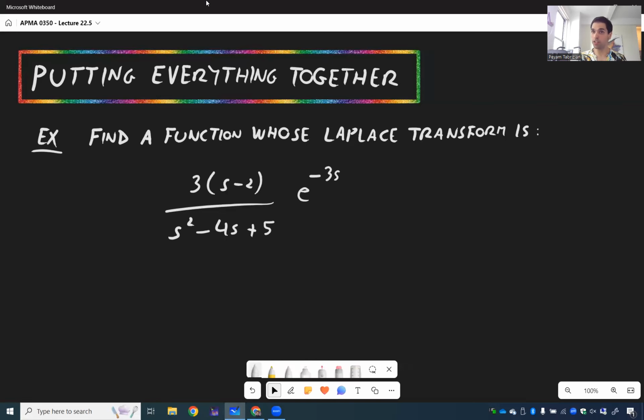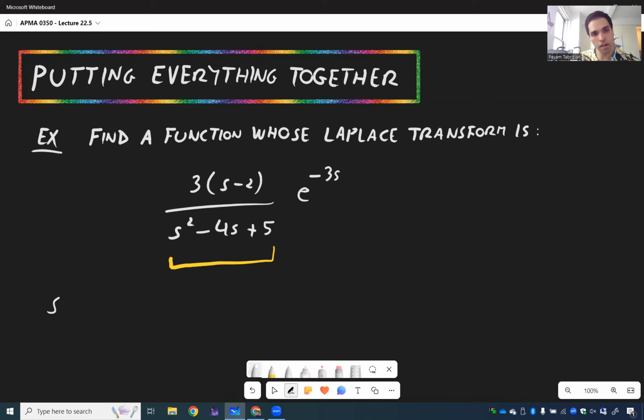As if things are not confusing enough, we can now put everything we learned together into the following example. Let's find a function whose Laplace transform is 3 times s minus 2 over s squared minus 4s plus 5 times e to the minus 3s. And the trick is to first focus on this part.